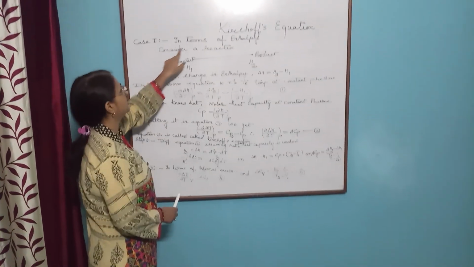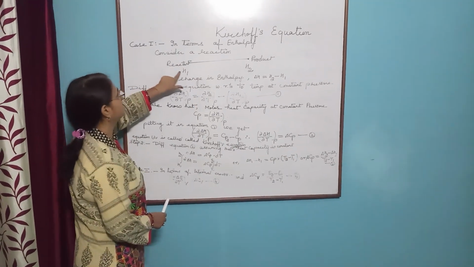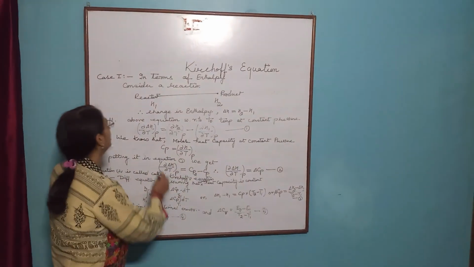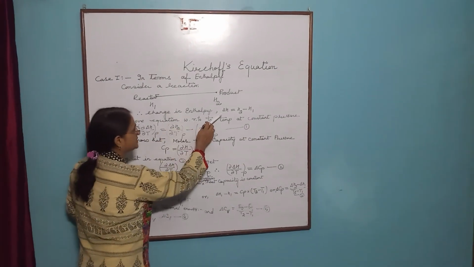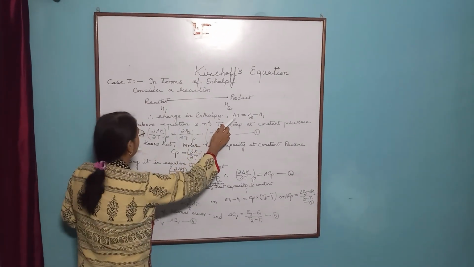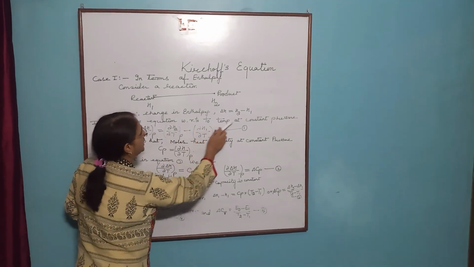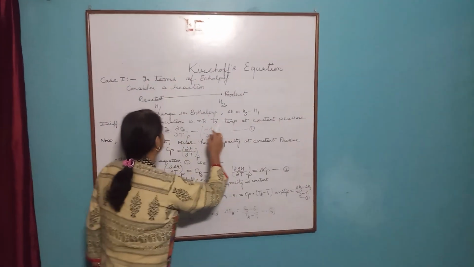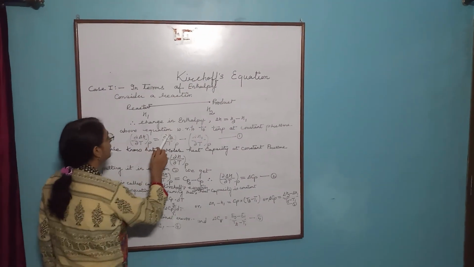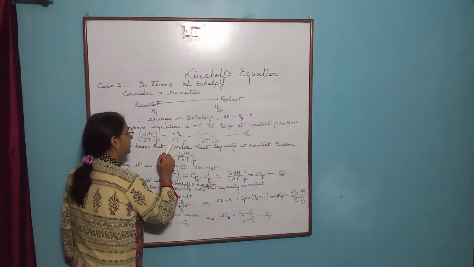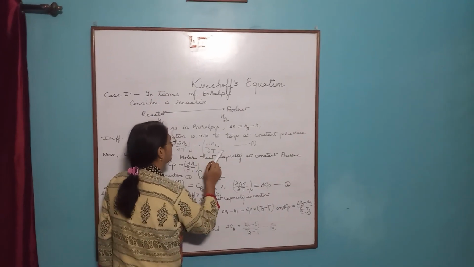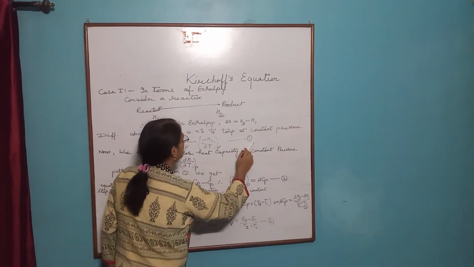Let us consider a reaction in which the reactant has an enthalpy H1 and the product has enthalpy H2. Now, the change in enthalpy, that is ΔH, equals H2 minus H1. Now, differentiating this equation with respect to temperature at constant pressure, that is d(ΔH)/dT at constant pressure equals ∂H2/∂T at constant pressure minus ∂H1/∂T at constant pressure. Let it be equation 1.